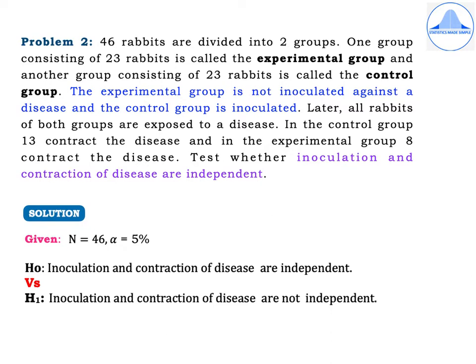So let us start the problem. Write given capital N is equal to 46, because totally there are 46 rabbits and these rabbits are divided into two groups. And as alpha is not mentioned in the problem, we take it as 5%. Now in the last part of the problem, they have asked us to test whether inoculation and contraction of disease are independent. That would be your H naught. So write H naught as inoculation and contraction of disease are independent versus H1 inoculation and contraction of disease are not independent.